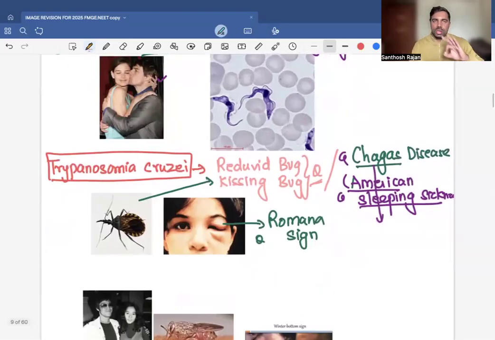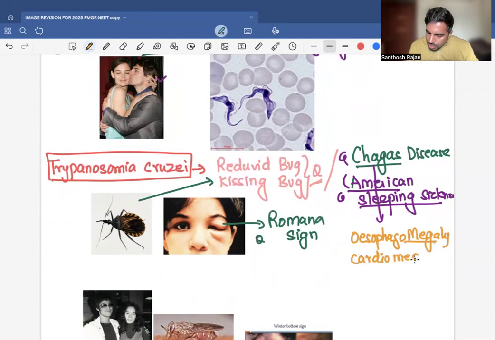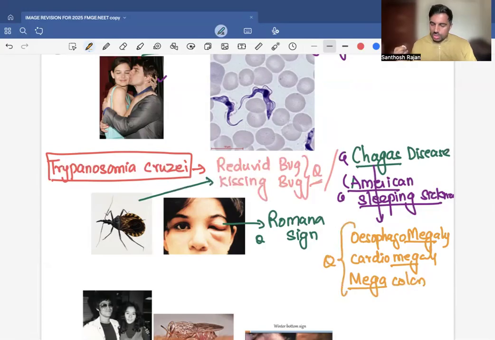Why did I say all big? Because in Chagas or American sleeping sickness, everything is big. I mean to say that you have three important megalies. One is esophagomegaly, big, cardiomegaly, big, and then you will have megacolon. Okay, this is a characteristic question. Okay, that's it. Now this one is over.